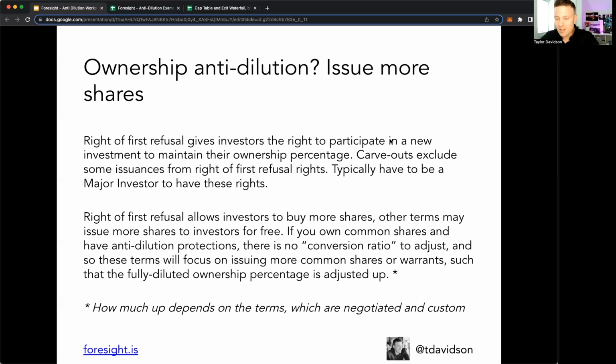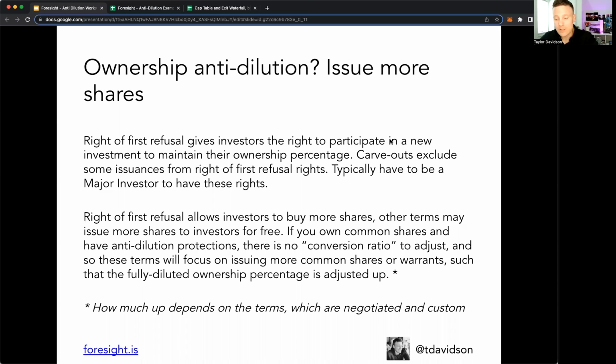Now, there is a term written in most shareholder agreements called right of first refusal. What that does is give current investors the ability to purchase more shares as part of it. It says, hey, if you're going to issue more shares, I have the right to buy more shares so that I can maintain my ownership percentage.